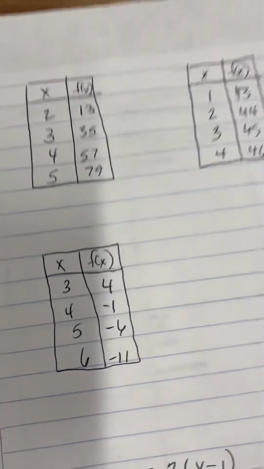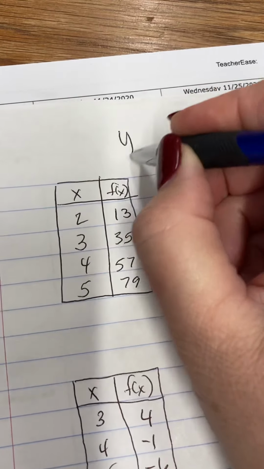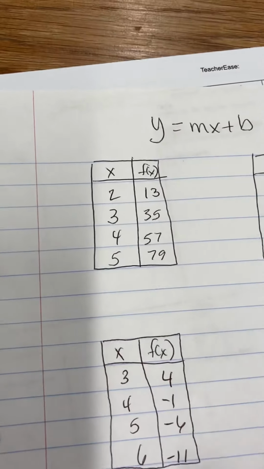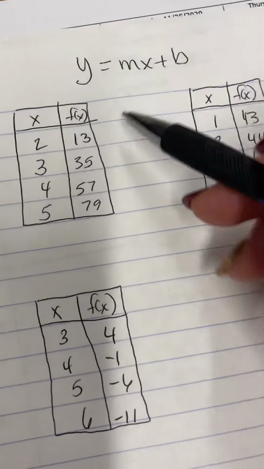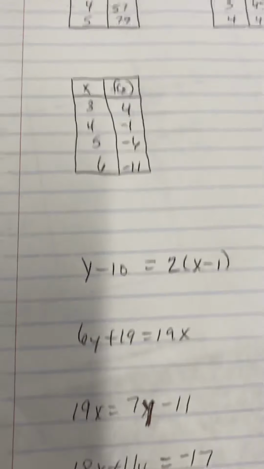All right, math one, we're just gonna continue with what we were doing. We're still going to make equations using slope-intercept form. So we're looking at the equation y equals mx plus b. We're going to make the equation given a table, which we've kind of done before, and then we're going to do a little more practice of getting y by itself.